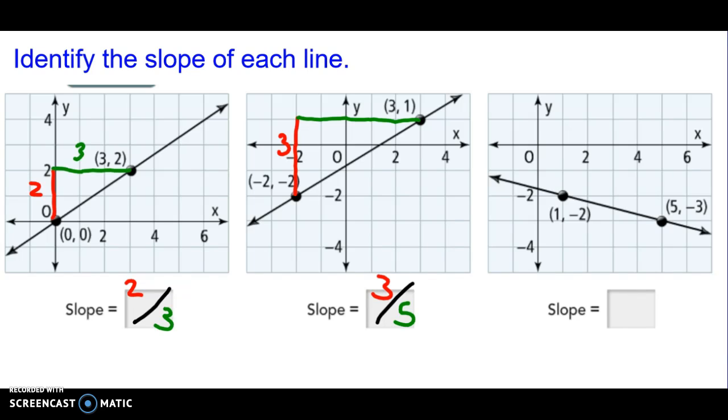The next one, we start from the bottom. Our rise goes up 1. Then our run goes 1, 2, 3, 4. But be careful, we're going in the negative direction, towards the left, so that means it's a -4. So I'm going to put my negative at the beginning of the entire fraction. So -1/4.